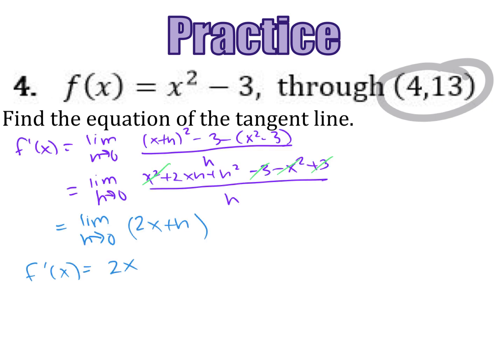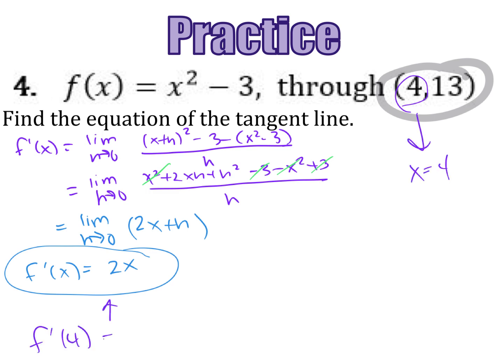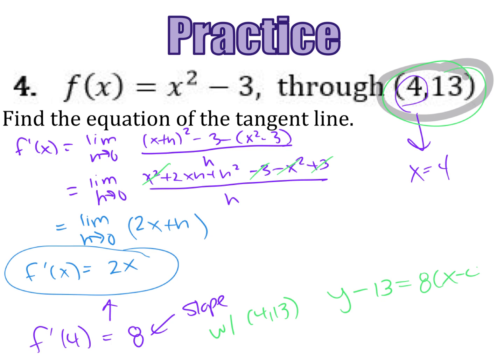All right, so pause the video to check over this. Hopefully you had time to do that. So the derivative as a function we have right here. We want to find the slope when x equals 4. So if we plug in 4, f prime of 4 is 2 times 4, which is 8. So this is our slope, and this is our point. And now we can write the equation of a line. Y minus 13 is equal to 8 times x minus 4. And we'll build on this idea of writing equations of tangent lines more in future sections.